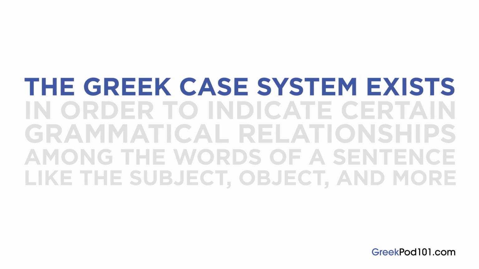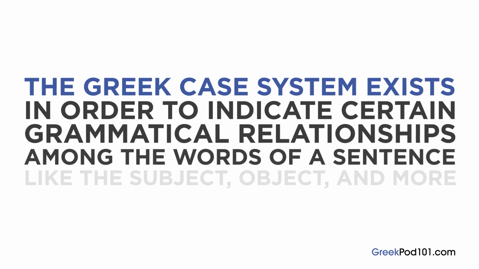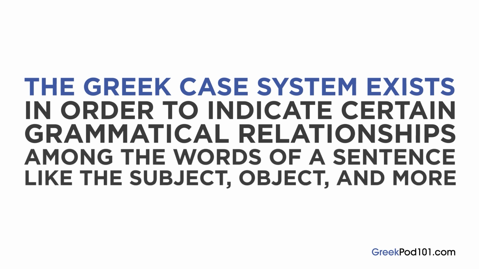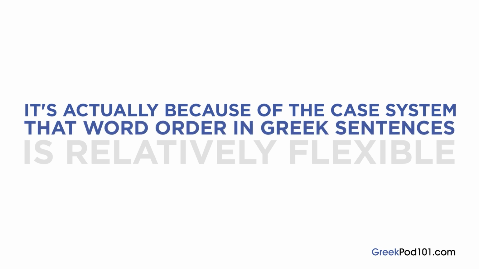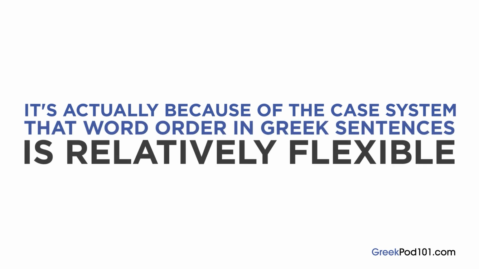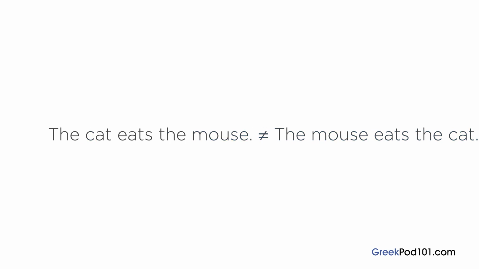Similarly, the Greek case system exists in order to indicate certain grammatical relationships among the words of a sentence, like the subject, object, and more. It's actually because of the case system that word order in Greek sentences is relatively flexible. For example, in English, the sentences "the cat eats the mouse" and "the mouse eats the cat" mean different things. By swapping the nouns cat and mouse, the meaning changes completely.